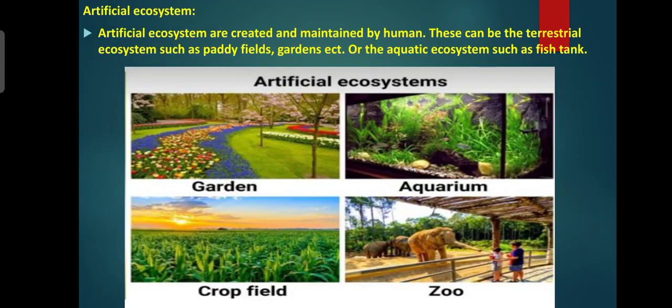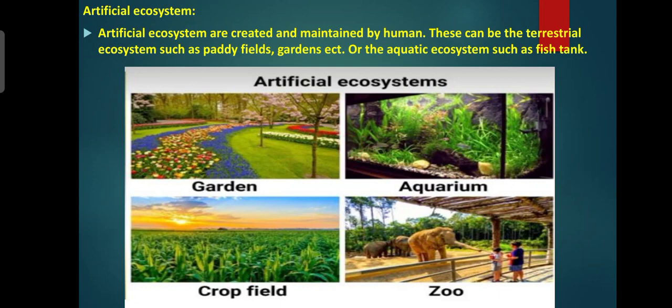Now move on, artificial ecosystem. Artificial ecosystems are created and maintained by humans. They have some of the characteristics of natural ecosystems. They are much simpler than natural ecosystems.